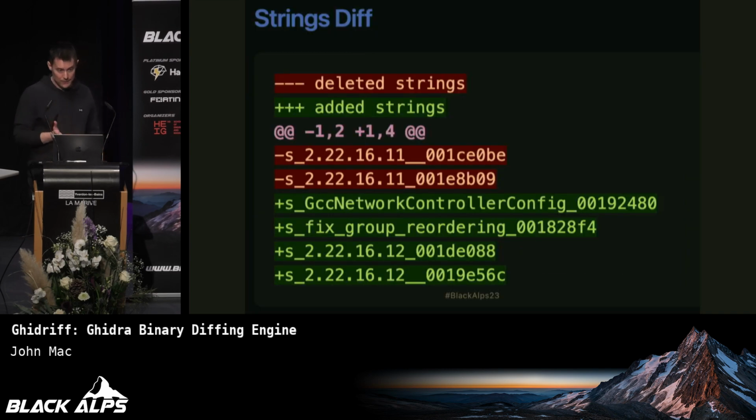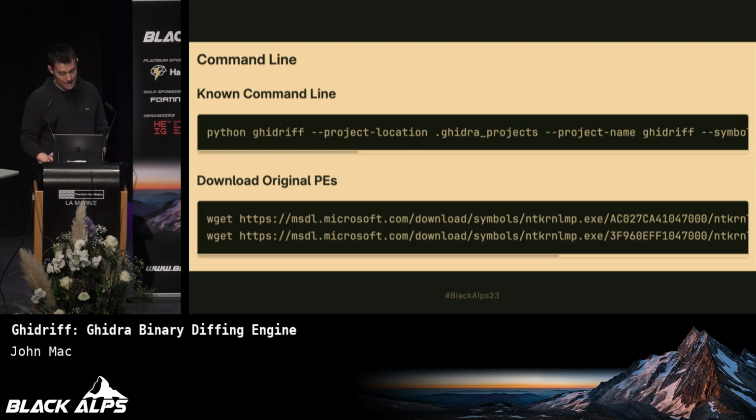Strings is useful generally when you're doing diffing. So this is a string diff of all the strings within two binaries. It provides for you a way to repeat the diff that you just did. So this is the command line that was used to generate this diff, and that's included in your report if you wanted to repeat the work.